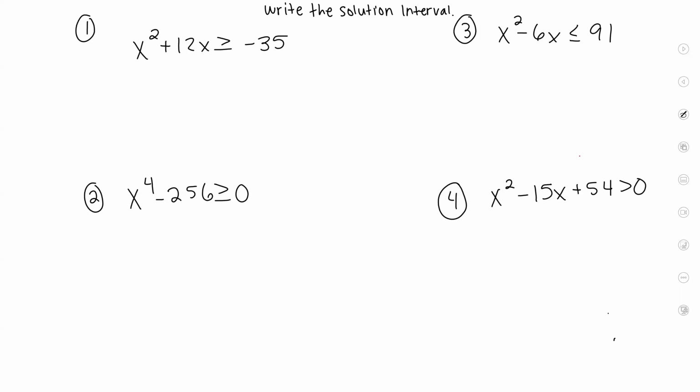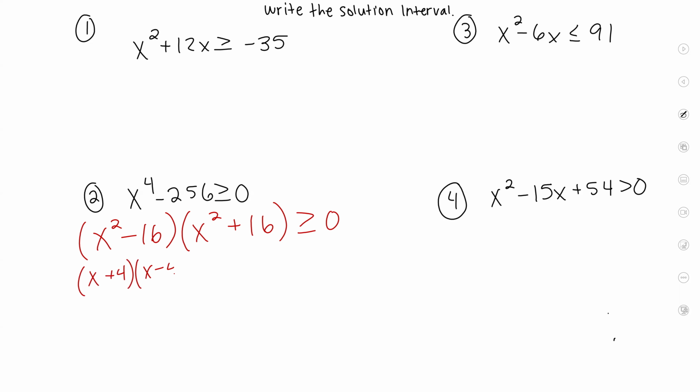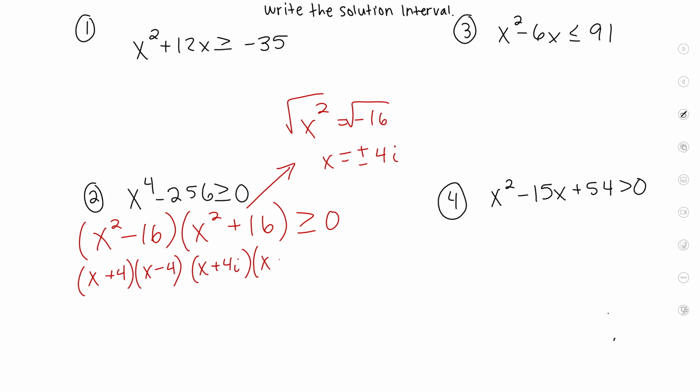All right, so for this one, we should have factored this. 256 is a perfect square. It's 16 times 16. And we can further solve this. This can be x plus 4, and this can be x minus 4, right? This one, if you were to solve this, you would get x squared equals -16. So guys, what would your solutions be for this one? 4i, right? So that would be x plus 4i, x minus 4i.